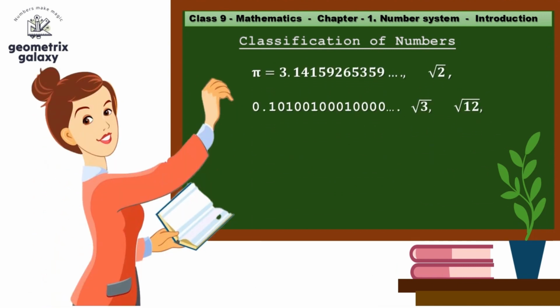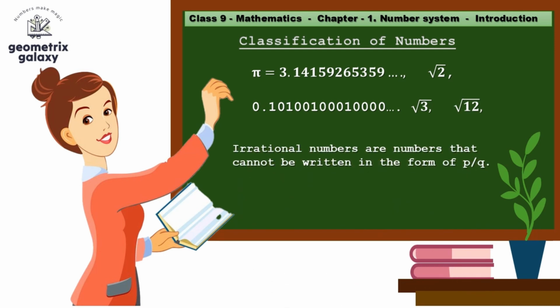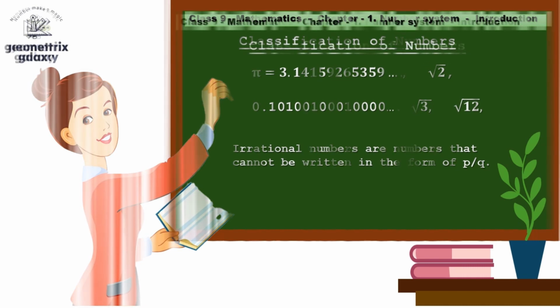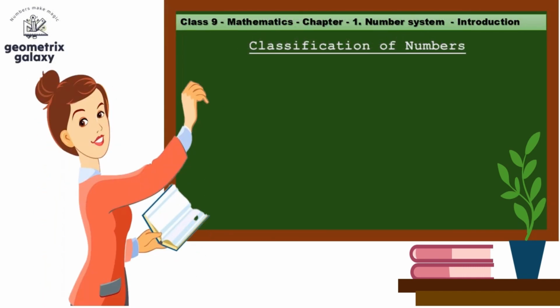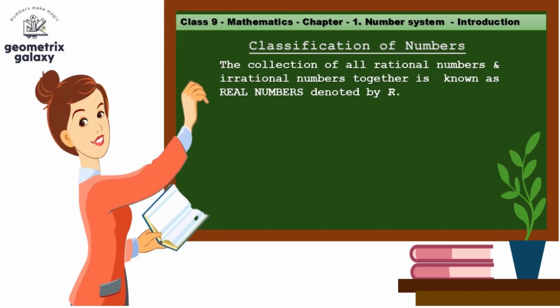Students, observe the numbers given here. The value of pi and 0.101001000... are examples of non-terminating, non-repeating decimal numbers, and root 2, root 3, root 12 are radicals of non-perfect square numbers. So these numbers cannot be written in the form of p by q. Therefore, we call these numbers irrational numbers. I hope you all understood what rational and irrational numbers are.